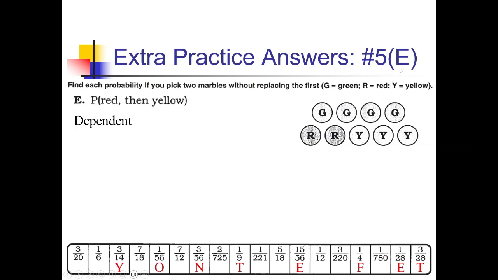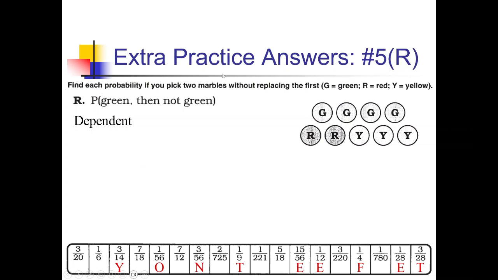For problem 5E, I want red, then yellow. So we've got 2 reds out of 9 marbles, and then 3 yellows out of 8 remaining marbles. So that's going to be 6 over 72. I can reduce those by 6s to get 1 out of 12. And 1/12 is right here. So that's an E.